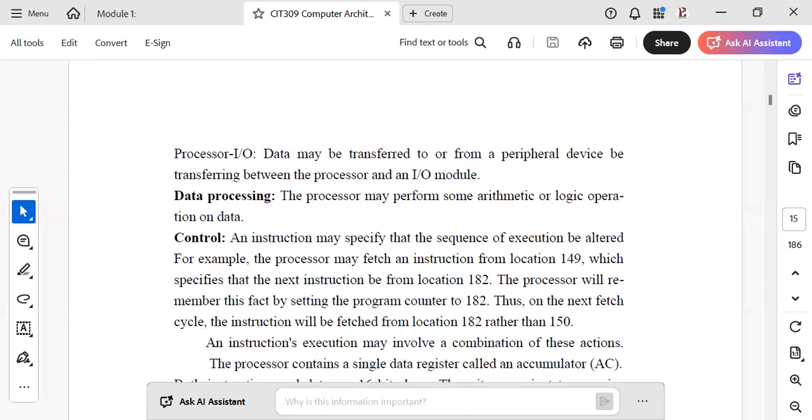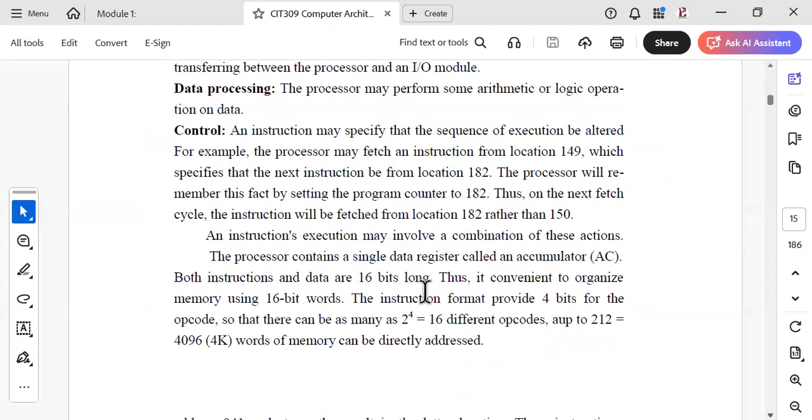So now, an instruction's execution may involve a combination of these actions. We've listed four actions. Don't forget: the processor to the memory, the processor to the input and output device, the data processing, and the control. All this takes place in the process of fetching, understanding, that is interpretation, and also execution of your processes. But when processes are ongoing, some processes may combine more than one of those.